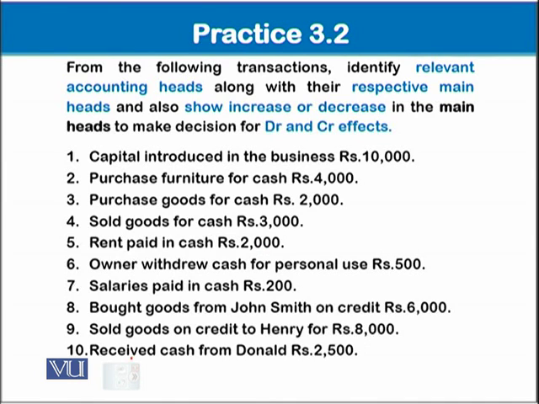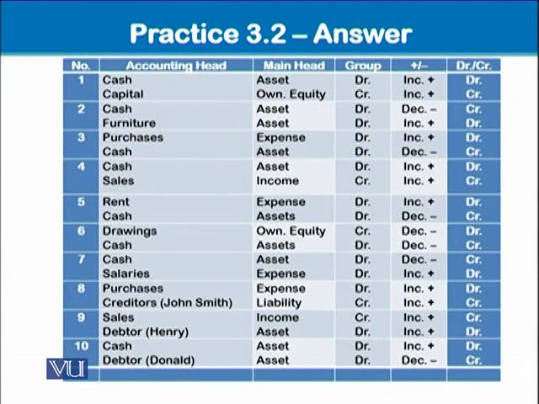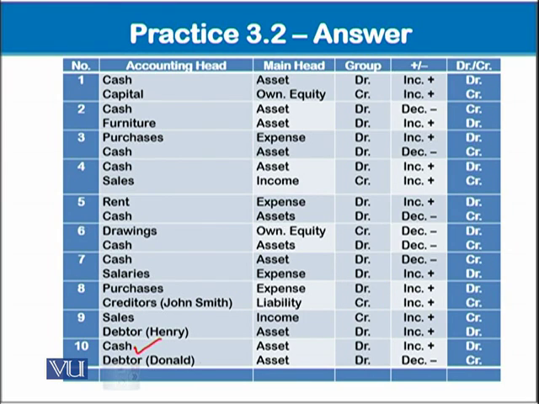So we have received cash from Donald. Why are we receiving cash from Donald? Because Donald was our receivable. Okay. So let's see. Donald was our receivable debtor. So we are receiving cash from this receivable person who was our debtor. Debtor is asset. Cash is also asset. Since we are receiving cash, cash is increasing. Increase in debit group, debit.